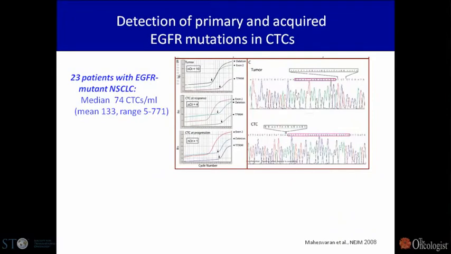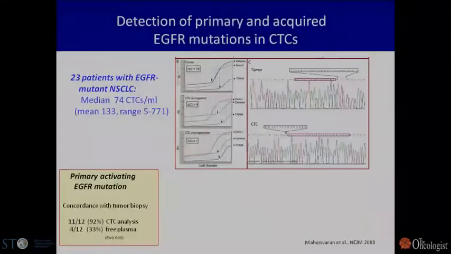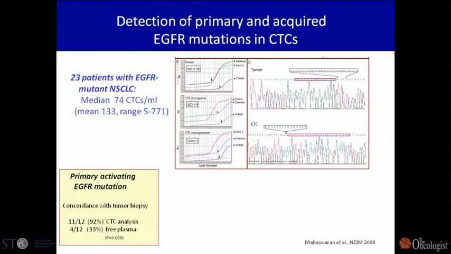And this is a trial that was led by Shyamala Maheswaran and by Alice Sequist. What you can see here is that we captured cells from patients with EGFR mutant lung cancer. We either analyzed them with this DXS assay, which is a real-time PCR assay, or in one case, there were enough cells and they were pure enough that we could do direct sequencing of DNA lysed from the cells and show these mutations. On average, we looked at 23 patients. As you can see, we got about 74 CTCs per mil. And this is published, so I'll go through this relatively quickly.